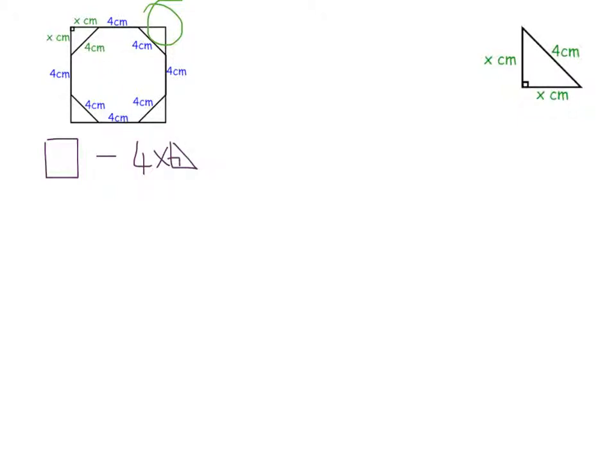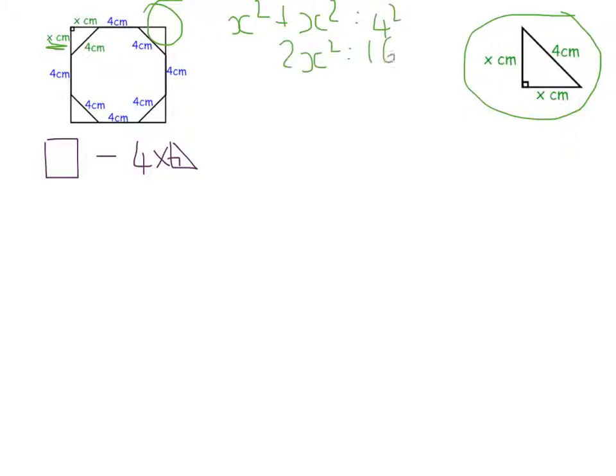My problem is that I don't know this pesky x in the corner here. I don't know what length that is. So what we can do is use some Pythagoras again. So if we have a look at this triangle over here, I know that by Pythagoras' theorem that x squared plus x squared should equal 4 squared. So I know 2x squared is 16, so that means x squared is 8, so x is the square root of 8, which I can simplify to 2 root 2.